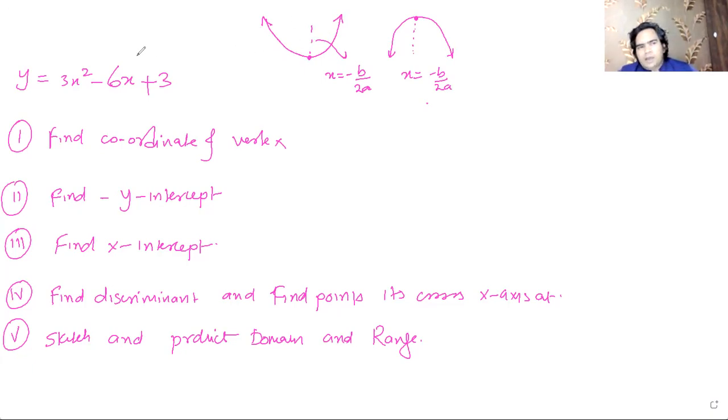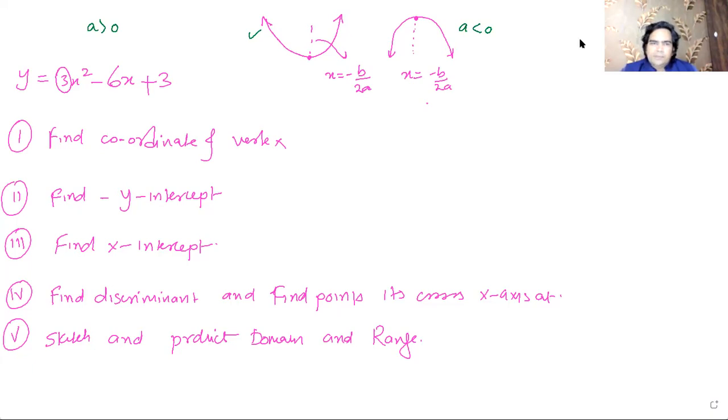Now, the graph will open upwards if the coefficient of x squared is positive. So a couple of prior knowledge points that we need to understand: if a is positive, the graph will open upwards, like this. And if a is negative, the graph is like here.